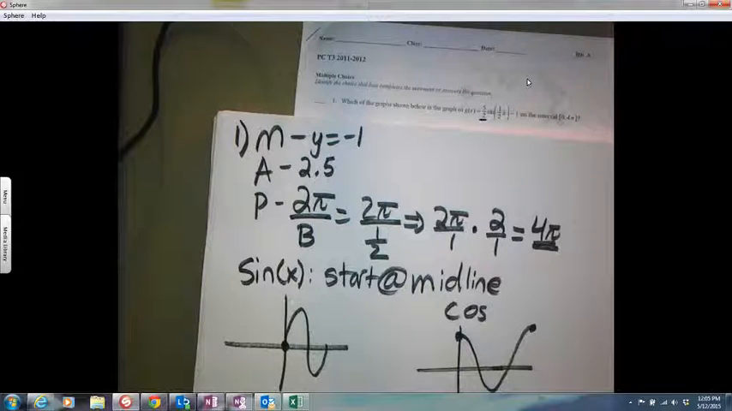Más preguntas? Any more questions? Somebody? 2 is G. So number 2 is G. So which of the following series converges? The answer to this is G.